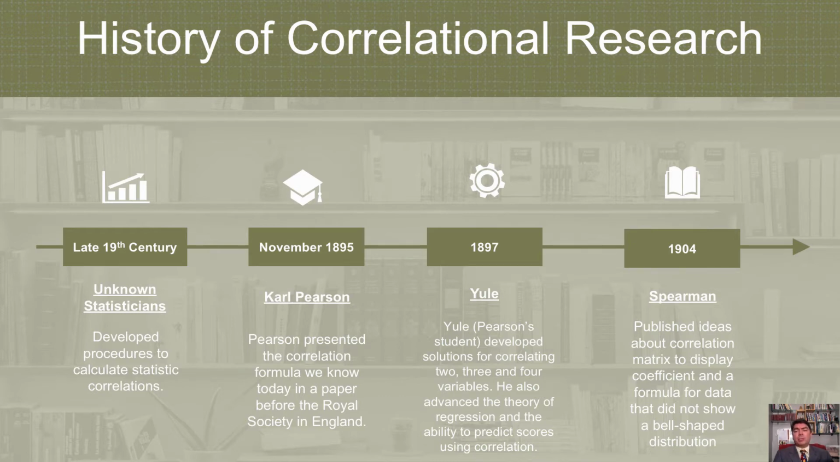In the late 19th century, unknown statisticians began developing procedures to calculate statistical correlations. In November 1895, Karl Pearson presented to the Royal Society of England the correlation formulas we know today. In 1897, a student of Pearson, called Yule, developed solutions for correlating 2, 3, and even 4 variables, expanding what Karl Pearson did in 1895. In 1904, Spearman published his ideas about the correlational matrix to display coefficients and formulas for data that did not show a bell distribution.